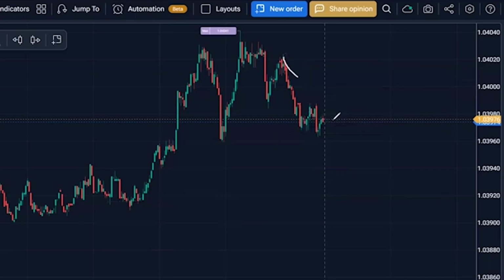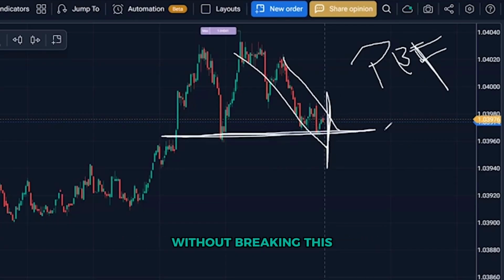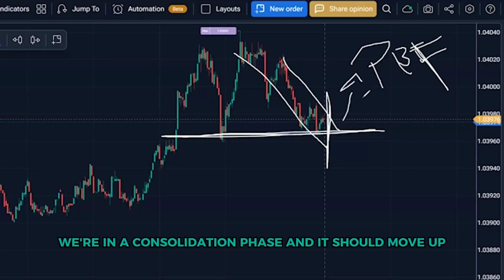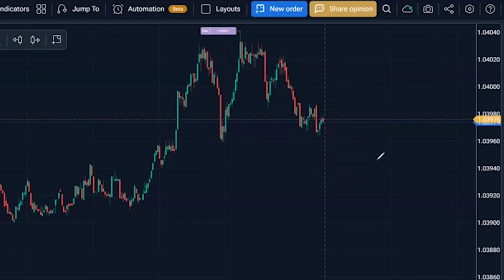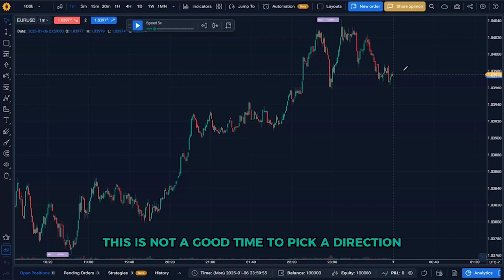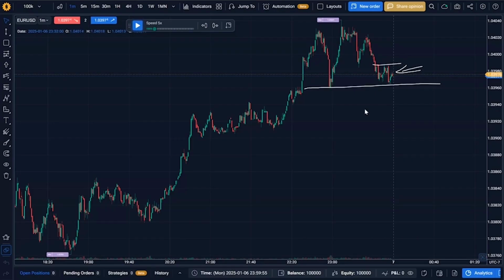I would accept either answer because we're still here. But the best answer is I'm looking at price and time, because price and time will tell me if it breaks to the other side of this without breaking this, we're in a consolidation phase and it should move up. If it breaks here, we're in a continuation phase. So if you're just opening up the chart and you have 0 trades on, this is not a good time to pick a direction. It's a good time to wait and see what happens.